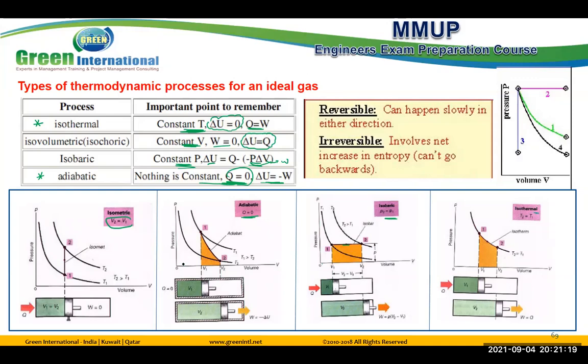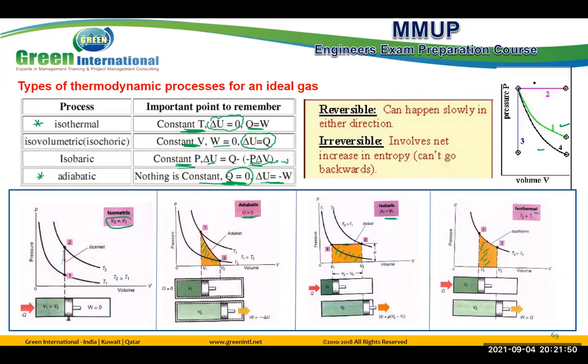One thing for you: the area under the curve refers to the work. There is no area under the curve here, so the work is 0. Isothermal means temperature constant. You'll find the isothermal curve is higher than the adiabatic curve. So normally, this one refers to isothermal, and this 4 refers to adiabatic.